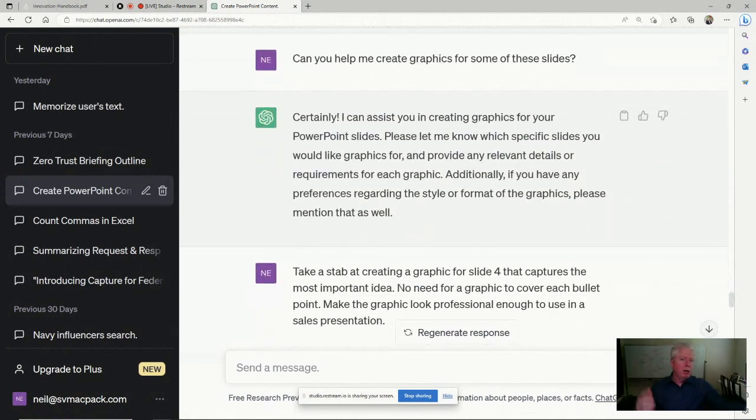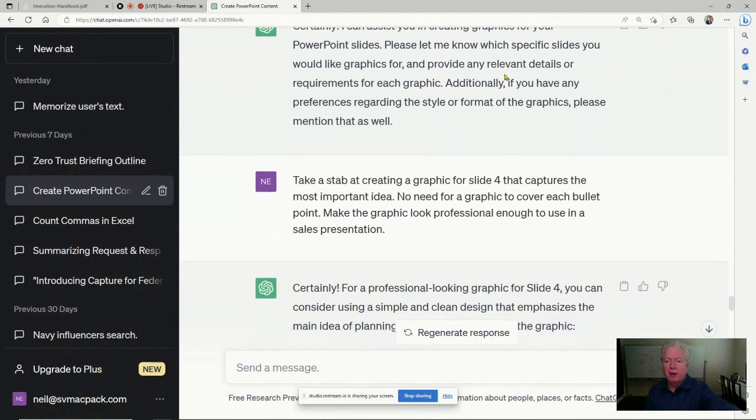Now I said, hey, ChatGPT, can you help me create some graphics for these slides? And there's advanced functionality you can pay for that will actually do it. And so it comes back and says, sure, I can give you some help. Tell me what slides, etc., that you want to do. Let me know if you have any preferences. It's communicating back to me, right?